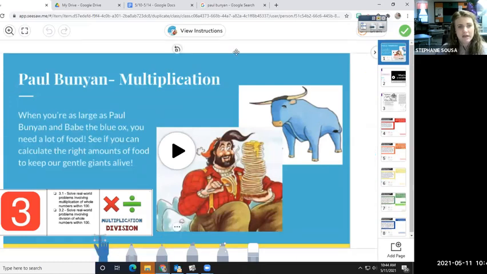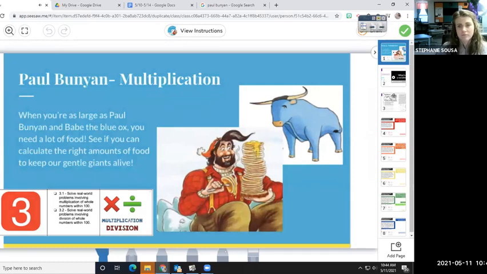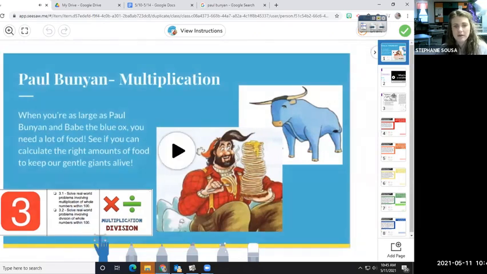All right, here is our task for today. Today we will be reading a story about Paul Bunyan, and we will be solving problems involving multiplication. When you're as large as Paul Bunyan and Babe the Blue Ox, you need a lot of food. See if you can calculate the right amounts of food to keep our gentle giants alive. Also, we will be working on solving real-world problems involving multiplication of whole numbers within 100. All right, let's get to it.